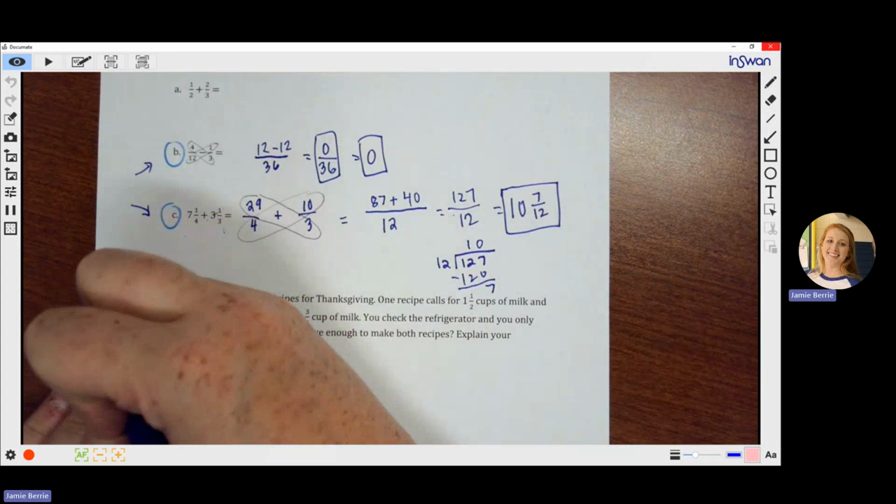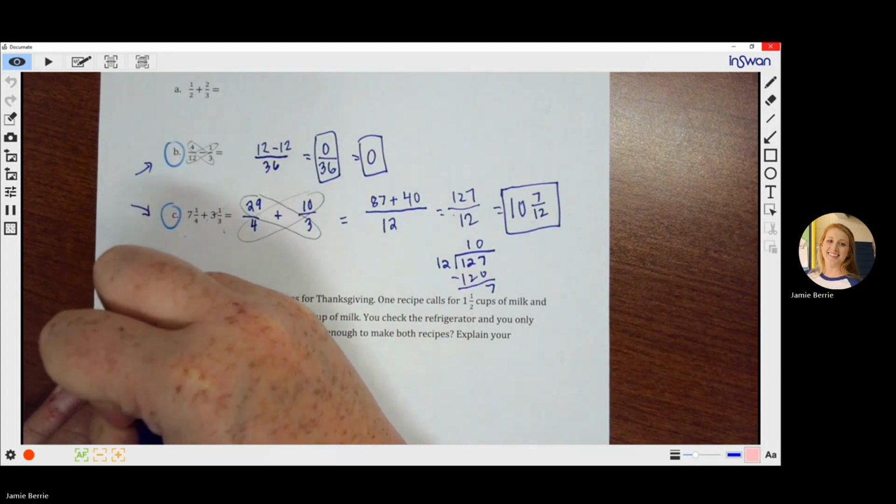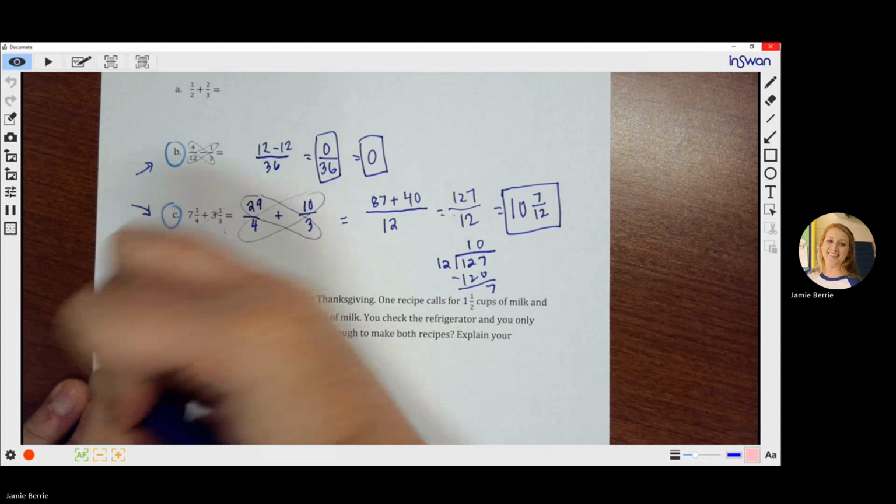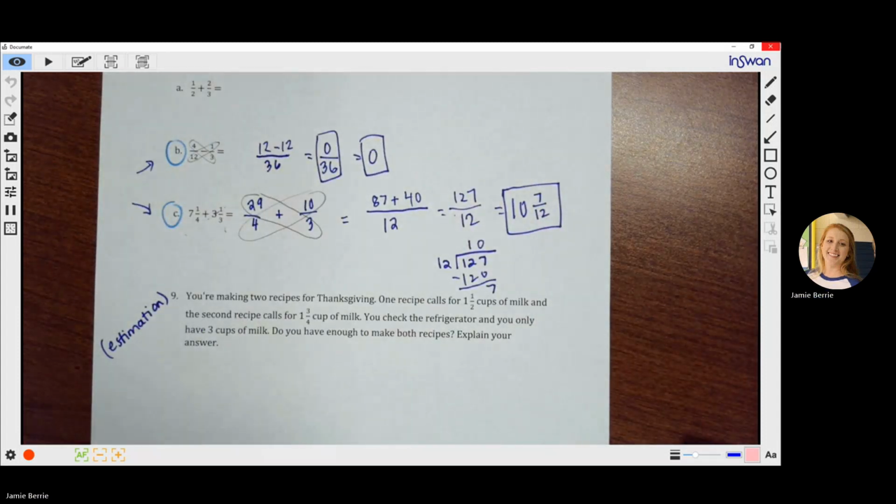All right, so number 9 is kind of an estimation problem, which I told you would not be on the test. But I liked this problem, so I decided to include it. And it says, you're making 2 recipes for Thanksgiving. One recipe calls for 1 1/2 cups of milk, and the second recipe calls for 1 3/4 cup of milk. You check the refrigerator and you only have 3 cups of milk. Do you have enough to make both recipes? Explain your answer.